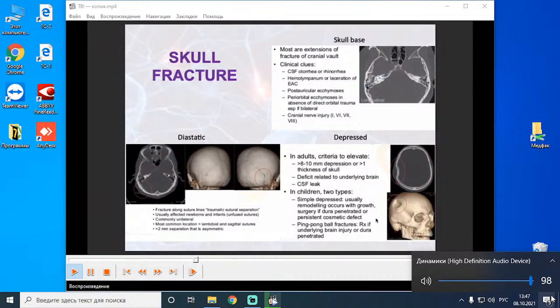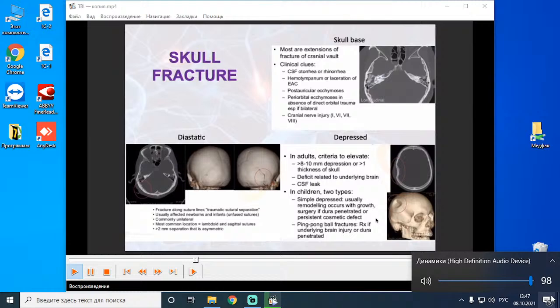Skull base fracture. Basilar skull fractures. You can see the fractures here. Longitudinal basal skull fracture. Here transverse basal skull fracture. And here anterior basal skull fracture. Here the sagittal plane. Here the axial plane, superior view.